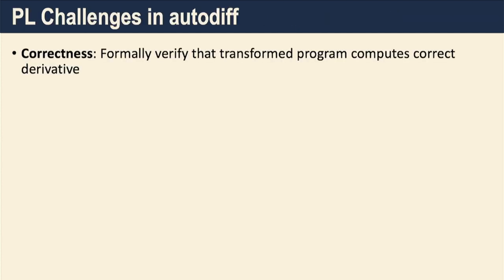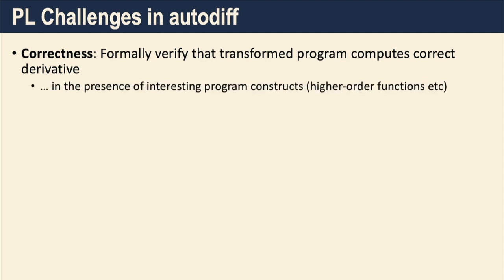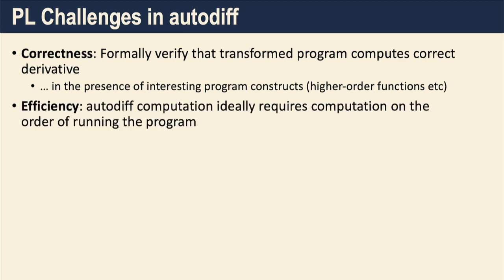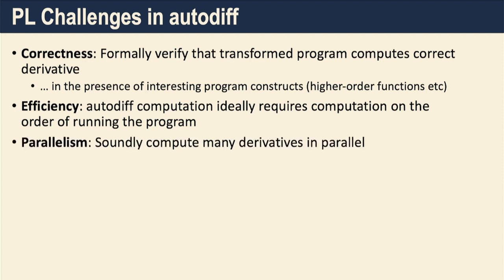But anyway, what are the PL challenges? Well, correctness. We want to formally verify that the transformed program computes the correct derivative in the presence of interesting program constructs, like higher order functions and so on. Efficiency. We want to make sure that autodiff ideally computes the derivatives on the order of running the program. That's the gold standard. If you can get there, you're very happy. Right? And hopefully parallelism too.